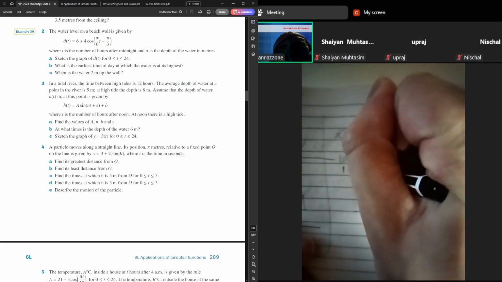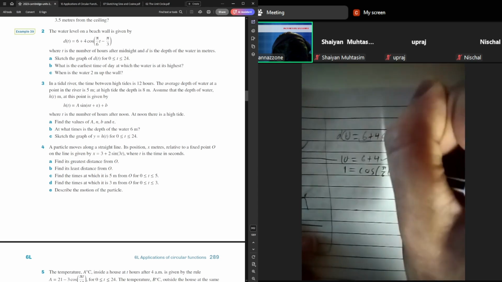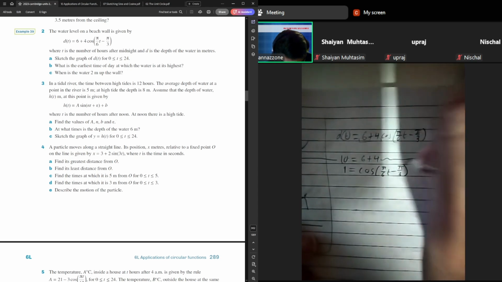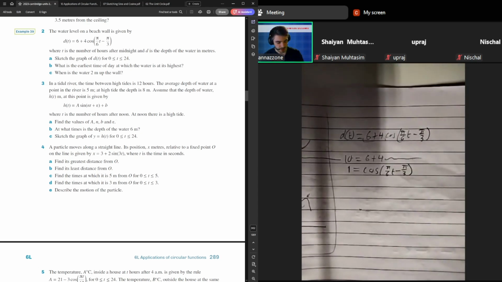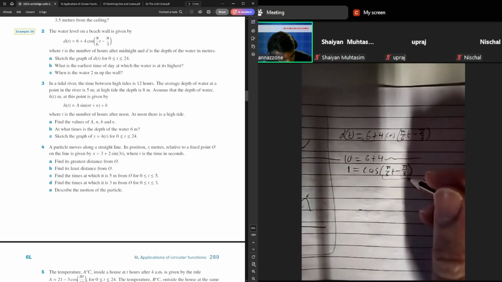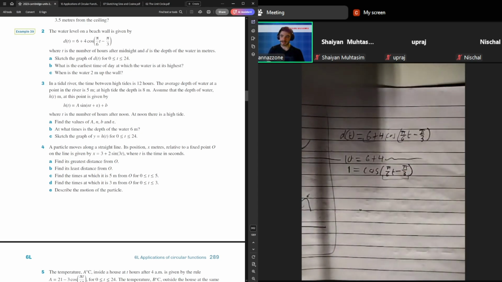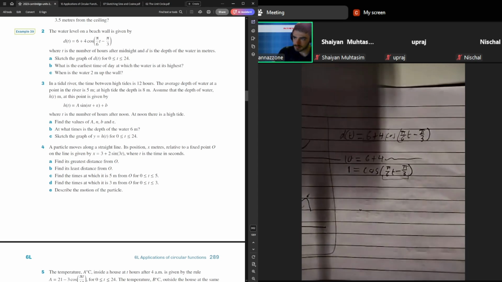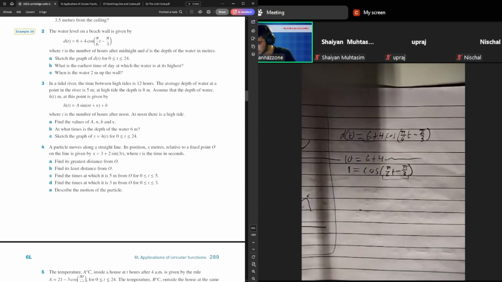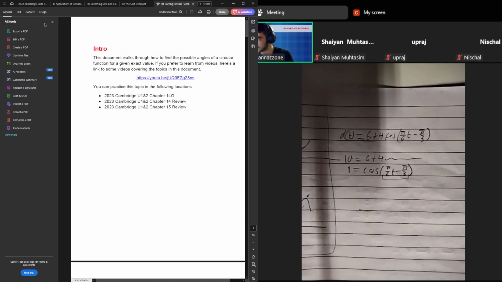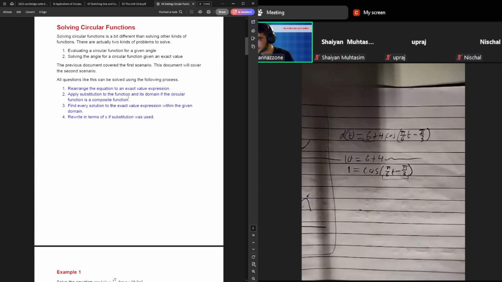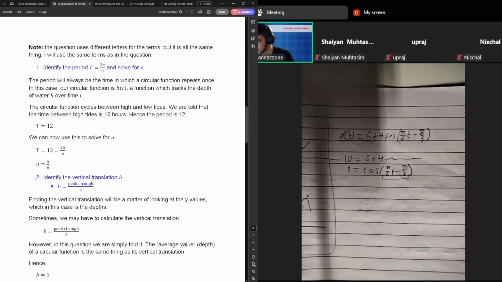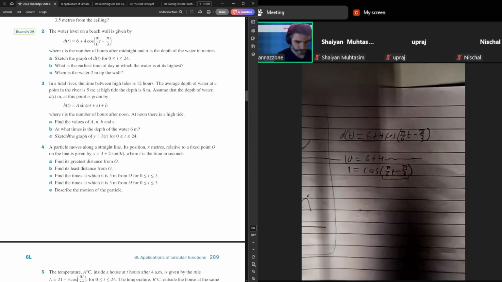So we want to know where cosine of (pi over 6)t minus pi over 3 is equal to 1. This is a bit of a complicated circular function because it has a bunch of nastiness in here. If you want to review exactly how that all works, in more detail anyway, please be sure to check Document 4, Solving Circular Functions. It goes into the exact procedure. I'll run through it briefly, but be sure to check that up in the classroom.